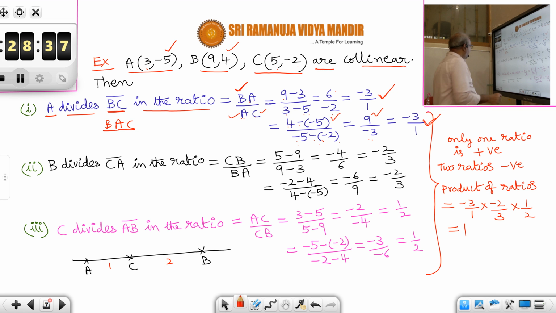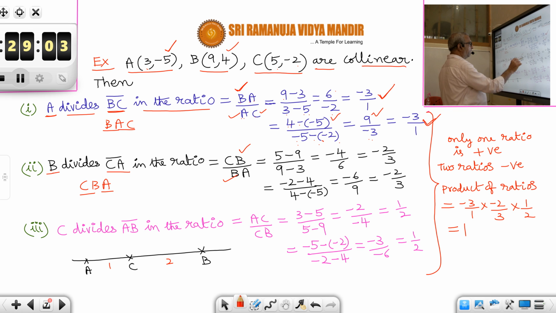Similarly, find the ratio in which B divides CA. B divides CA, so we have to place B in between C and A. We have to write CBA. B divides CA means B is placed in between C and A, CBA. Read from left to right: CB by BA.